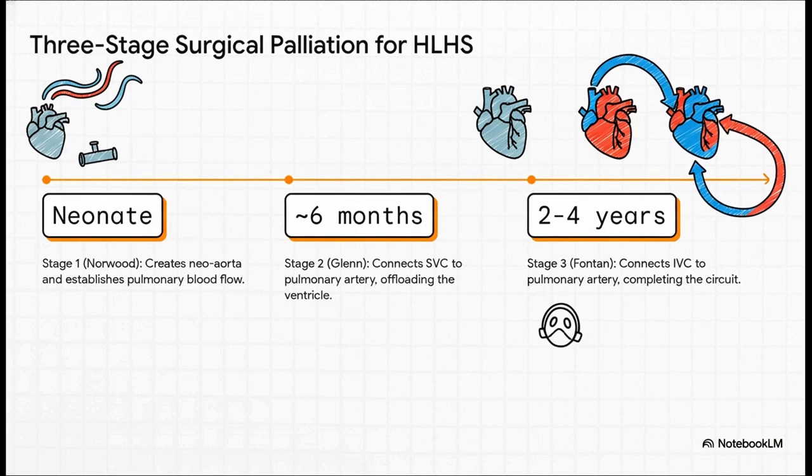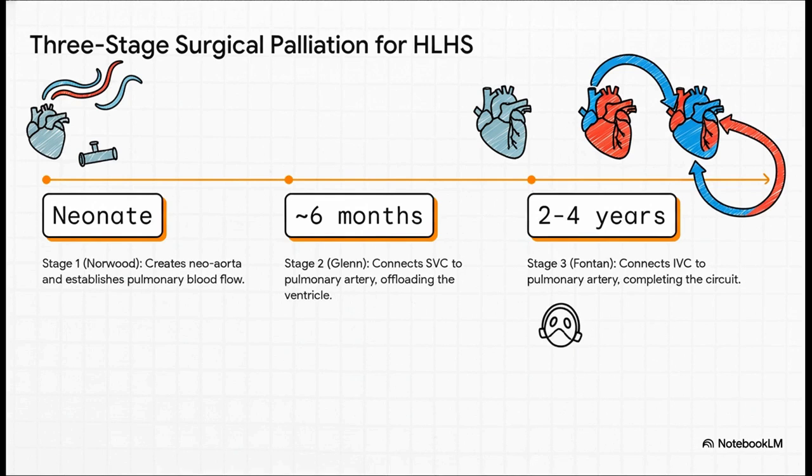The first stage, the Norwood procedure, happens in the first week of life. It's one of the highest risk operations there is. The surgeon literally builds a new aorta out of the pulmonary artery and then places a tiny artificial tube, a shunt, to give a controlled, restricted source of blood flow to the lungs.